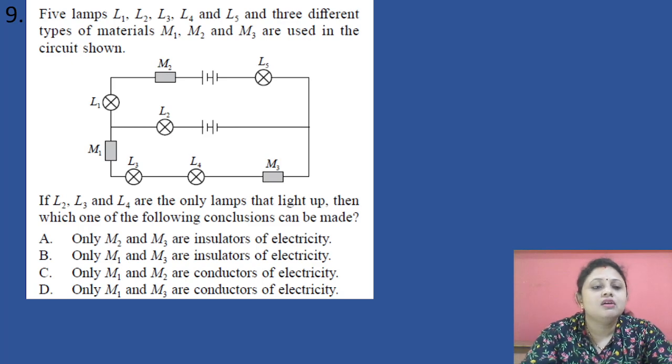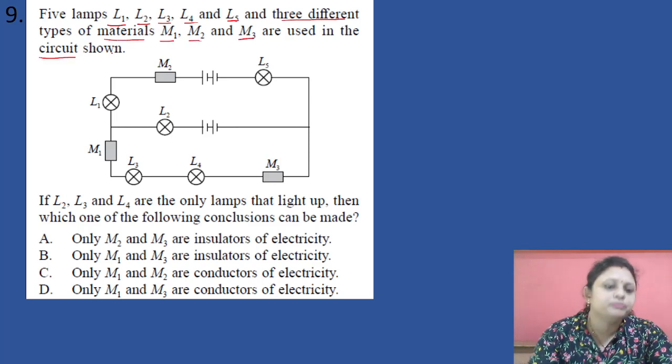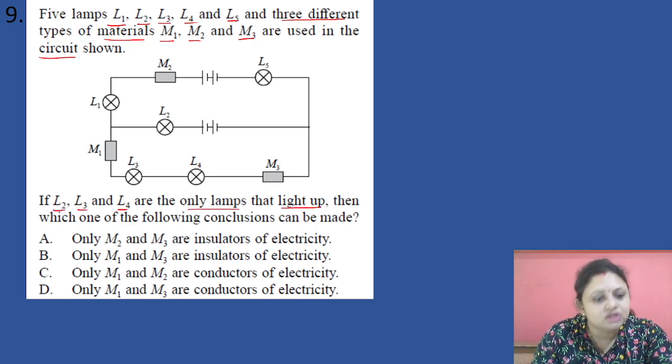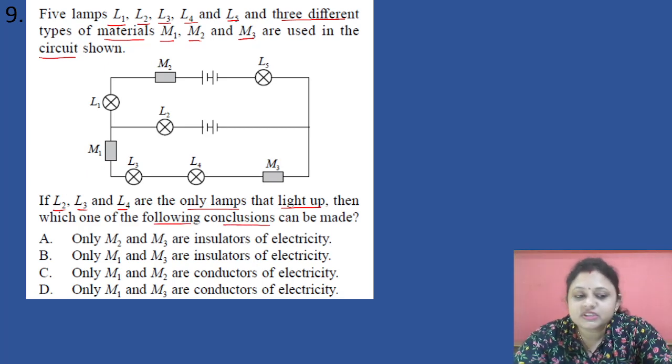Then the next one: 5 lamps L1, L2, L3, L4 and L5 and 3 different types of materials M1, M2 and M3 are used in the circuit shown. If L2, L3 and L4 are the only lamps that light up, then which one of the following conclusions can be made? Options are A. Only M2 and M3 are insulators of electricity. B. Only M1 and M3 are insulators of electricity. C. Only M1 and M2 are conductors of electricity. D. Only M1 and M3 are conductors of electricity.